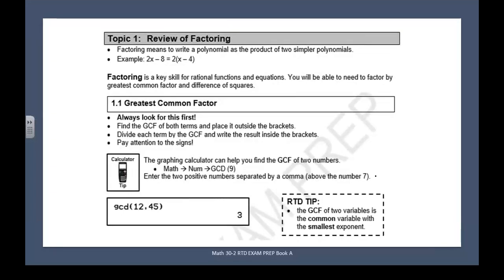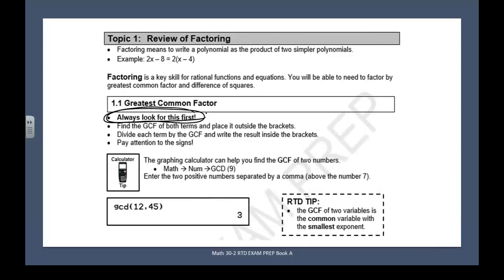Okay, let's look at factoring. So I am on page 11 of your books, okay? So factoring in 30-2 comes down to one of two things. It's either going to be greatest common factor or it's going to be difference of squares. Those are the two types of factoring that we do. So I just want to review with you greatest common factor. So the greatest common factor, I always want you to look for this first. It's the very first thing that you look for, okay?